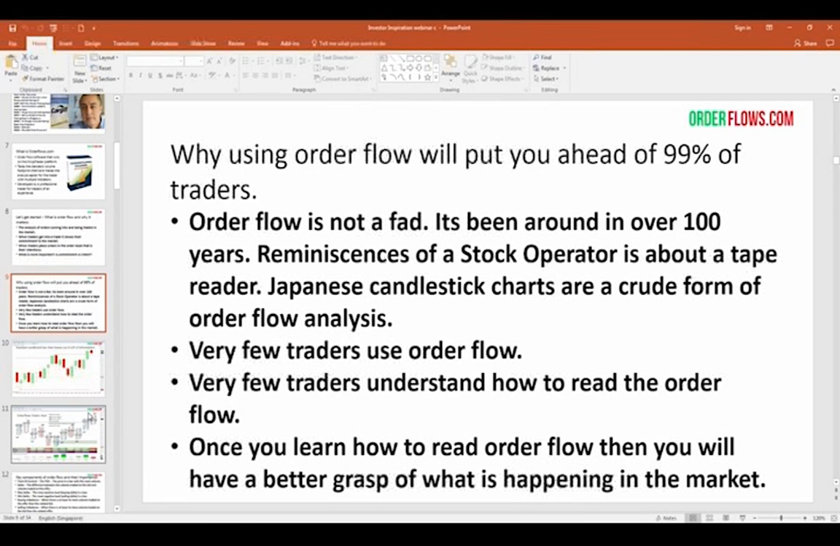But once you understand how to read the order flow, then you'll have a better grasp of what's actually happening in the market. What's driving the market: the supply and demand. Markets move based on supply and demand. They don't move based off of an indicator, or a market being overbought or oversold. The market comes off because there's a lot more supply coming into the market. The market rallies because it's driven by demand. It doesn't go up or down because the oscillator crossed the zero line.